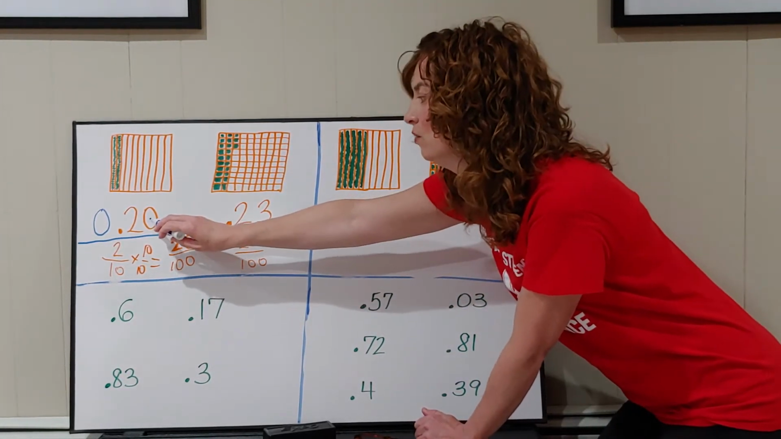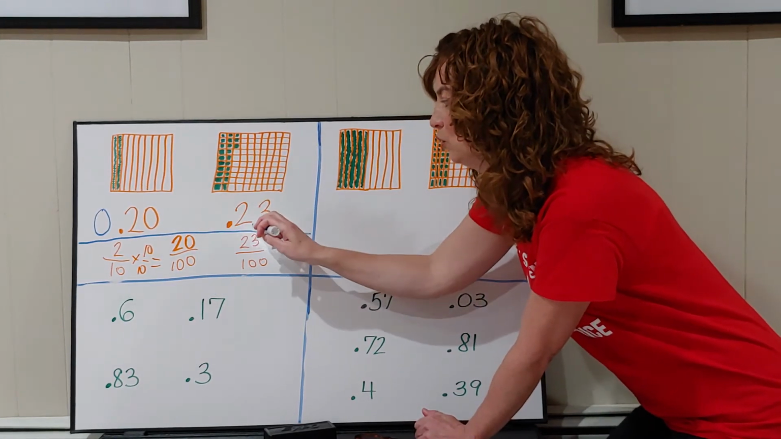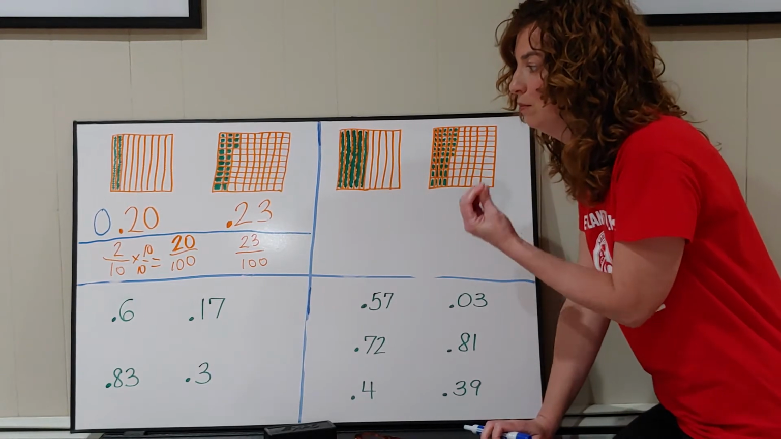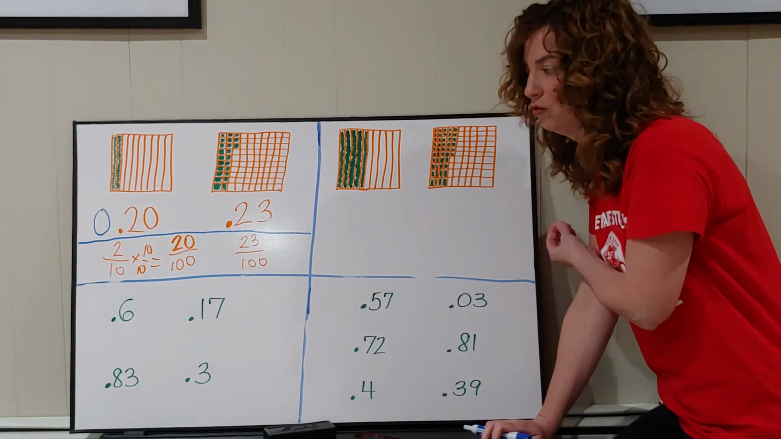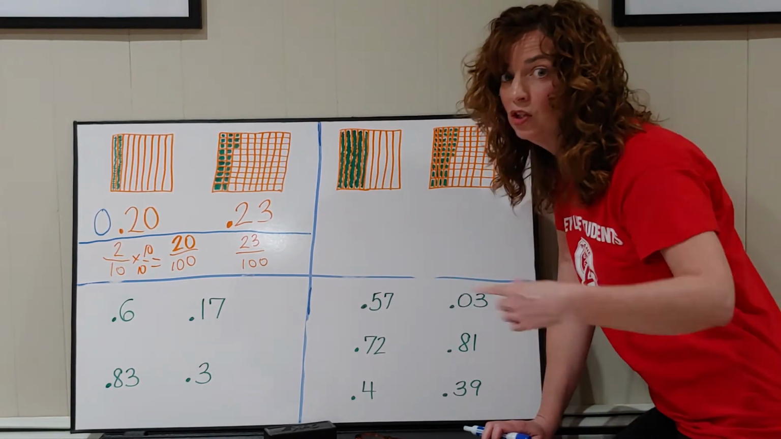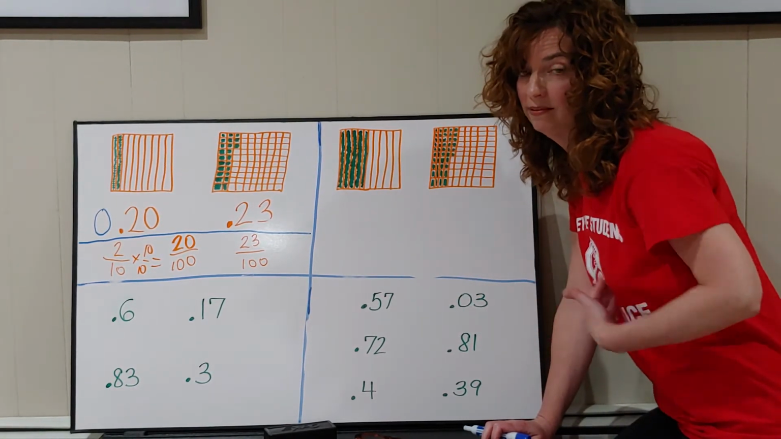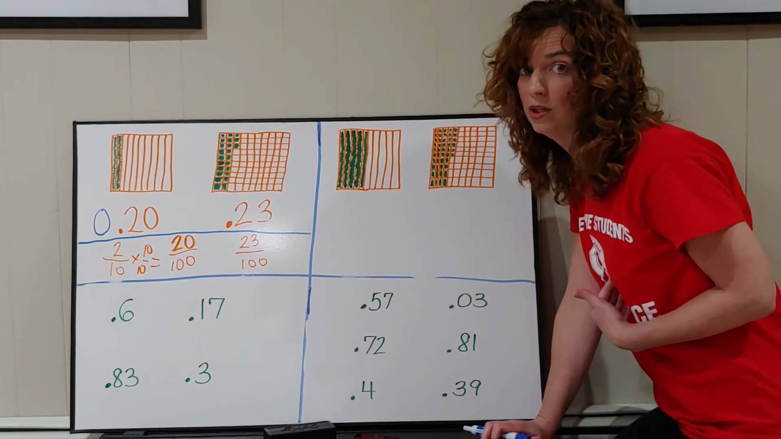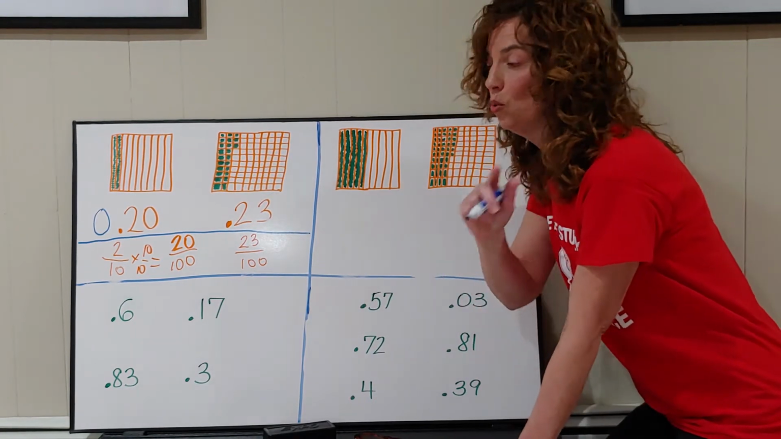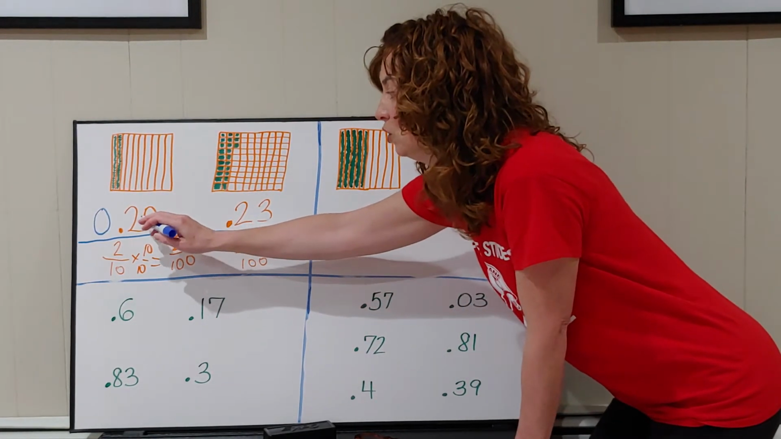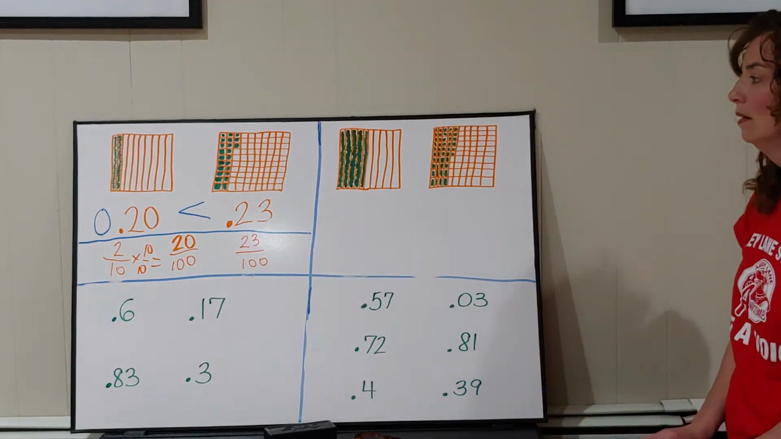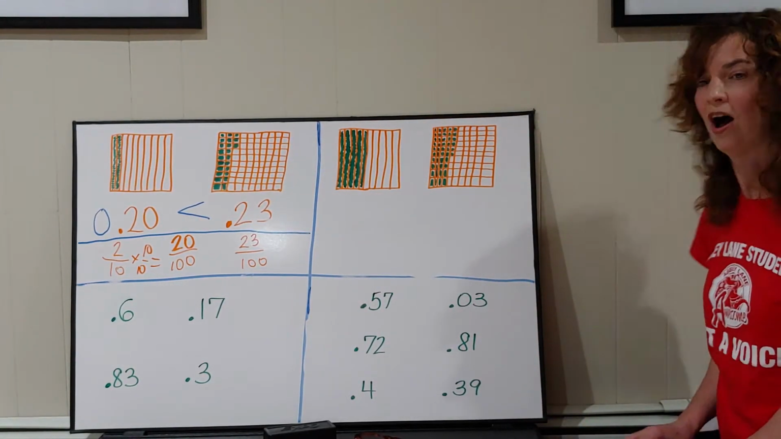So 20 hundredths is blank then 23 hundredths. What do you think? Think of money. I have 20 cents, you have 23 cents. Do I have less than you or more than you or equal to you? Yes, if you said I have less, you are correct. So 20 hundredths is less than 23 hundredths. All right, on to the next one.